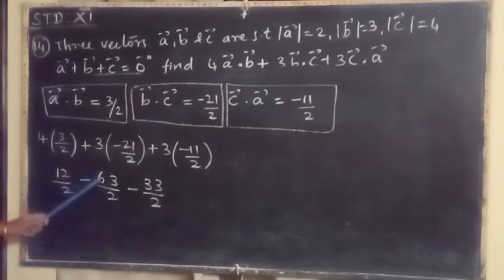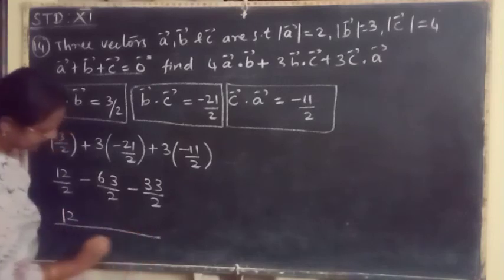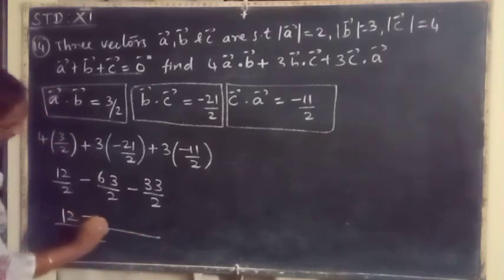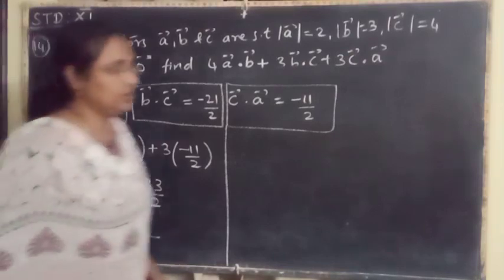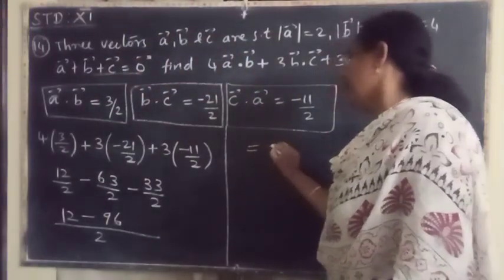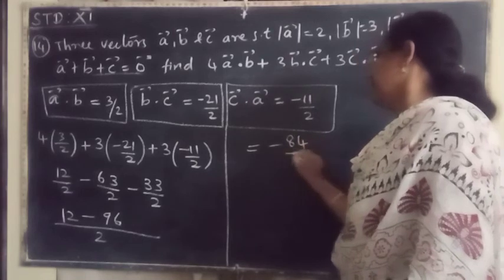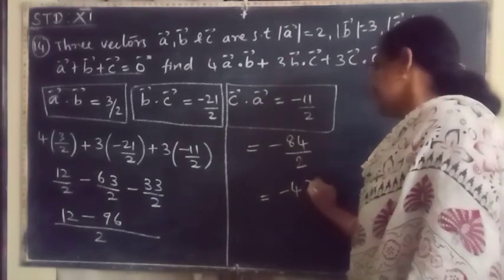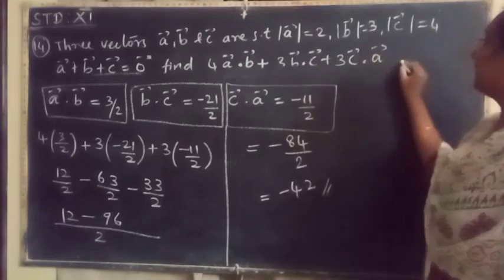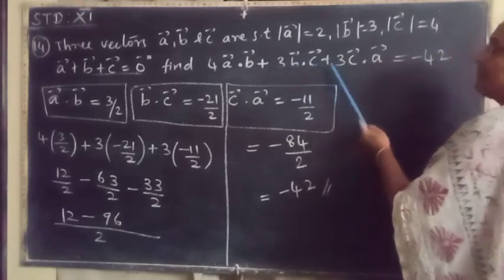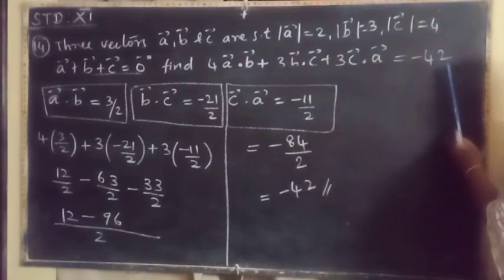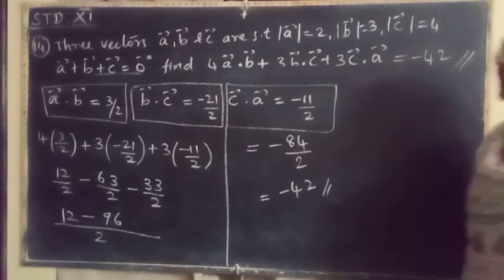Now look into this. Minus 63 minus 33, both are in negative sign. So now the denominator is the same, 2, isn't it? So we'll get 12 minus 96. So now subtract, 12 minus 96 divided by 2. So what will you get? That is equal to minus 84 divided by 2. So the answer is minus 42. So what will be the final answer for this? That is 4 into a dot b plus 3 into b dot c plus 3 into c dot a is equal to minus 42.